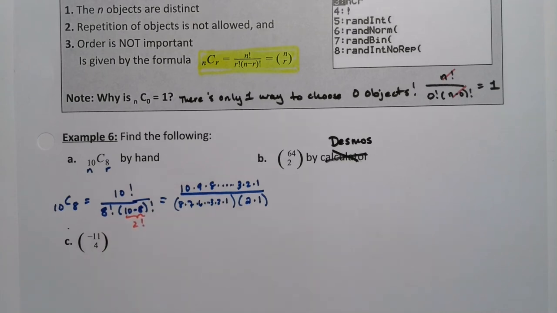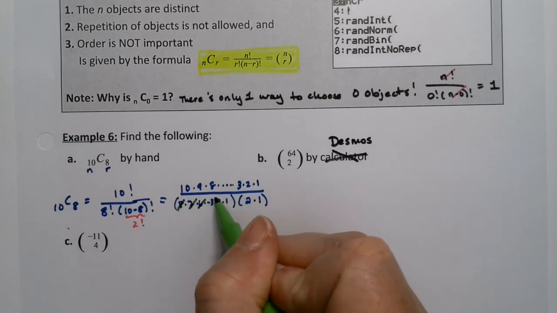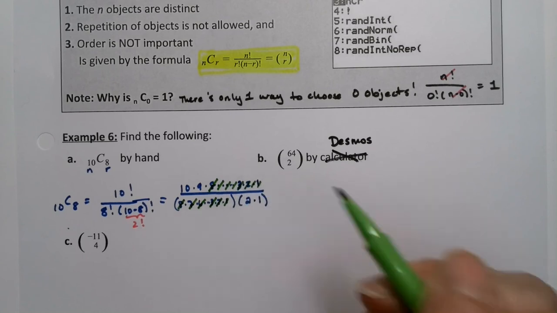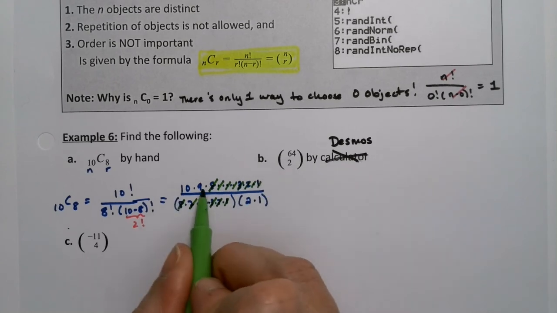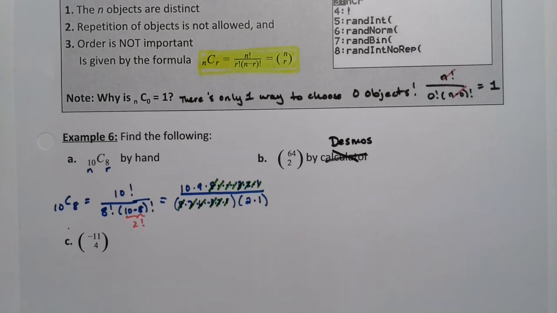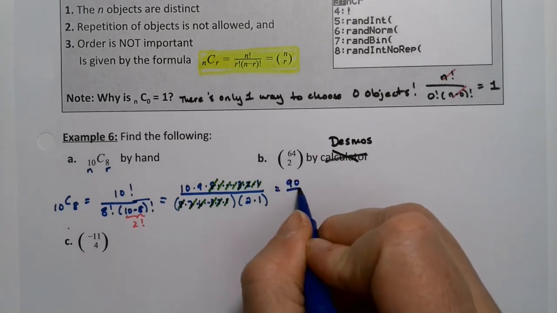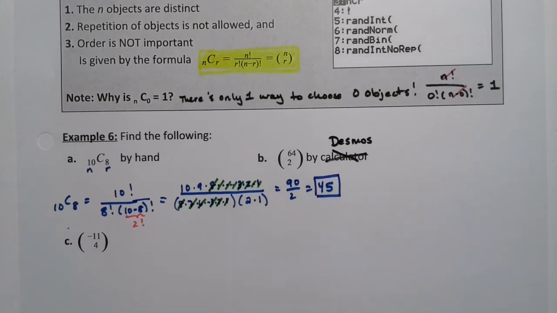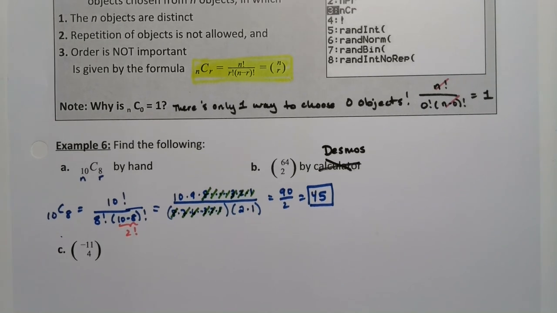All right, so then what goes away? Well, the 8, 7, 6, 5, 4, 3, 2, 1 cancels with this 8, 7, 6, 5, 4, 3, 2, 1. So all of that's gone. It leaves you 90 divided by 2, which is 45. Well, obviously, we don't want to do this by hand on a regular basis, but we might have to for whatever reason. Now, if we could use a calculator or Desmos to do this, that would be wonderful.